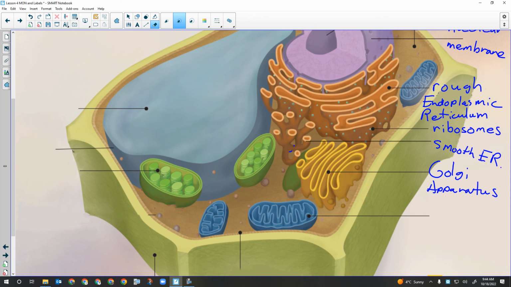All right, what's the blue thing? Nico, you were talking about this a minute ago. Yeah, this is the mitochondria. Okay. The mitochondria carries out cellular respiration. It's what converts glucose into energy.